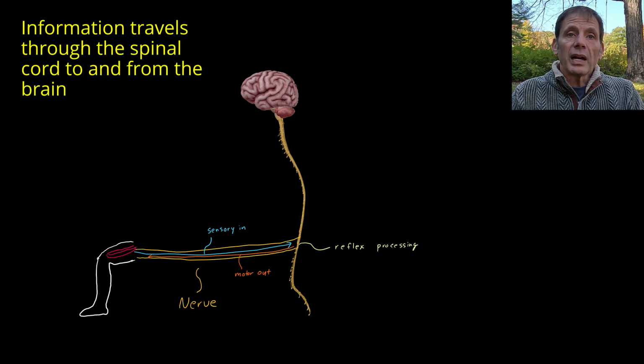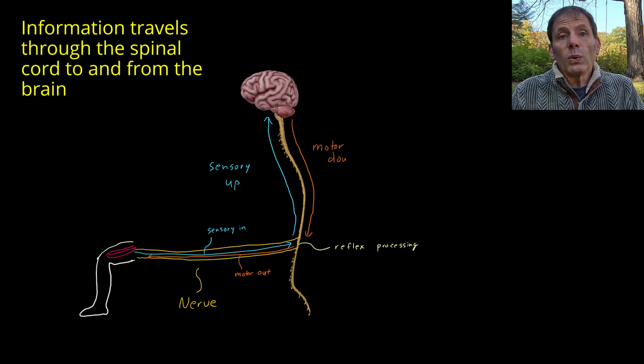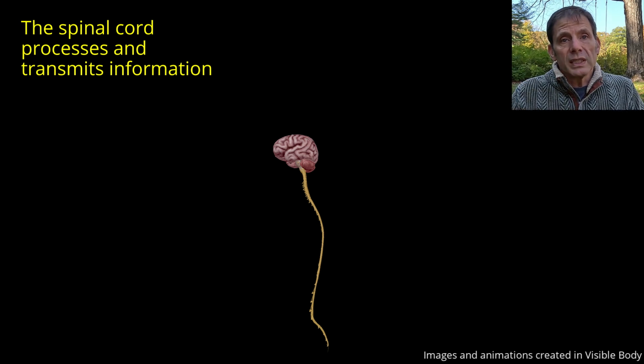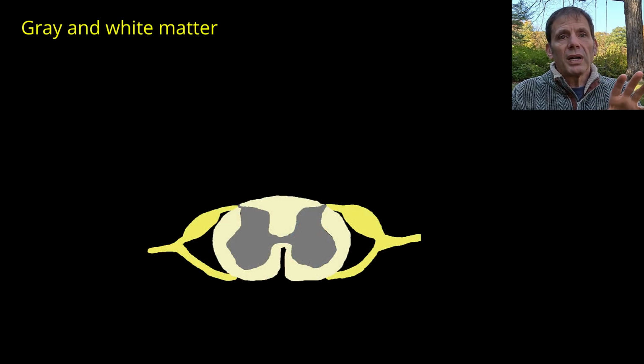On the other hand, I become aware of being hit with a reflex hammer, and that awareness occurs in the brain, so signals of being hit have to travel through the spinal cord to the brain for me to know what's happening. The spinal cord is part of the central nervous system that's responsible for processing and transmitting signals that travel through spinal nerves. The spinal cord is made up of gray matter and white matter.